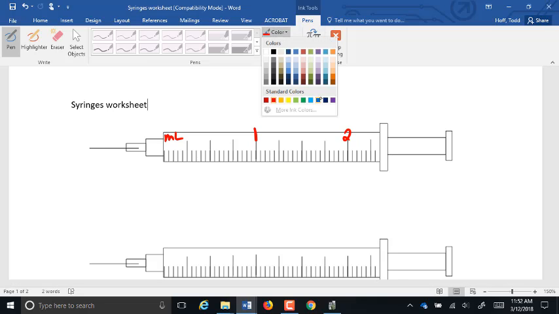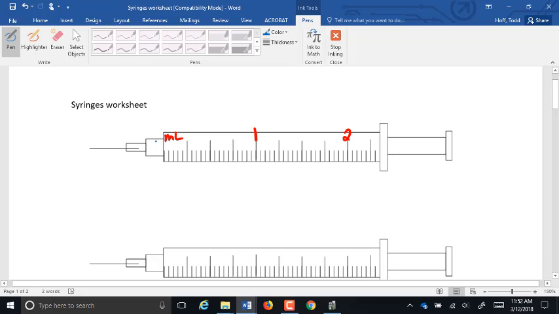Now, a lot of times the beginning of the syringe is a little hard to read. Mine are kind of square cut, but often they're kind of tapered like that. And so the first couple of marks might not even appear on the syringe because those are down in that tapered portion. So it can be awful hard to read.